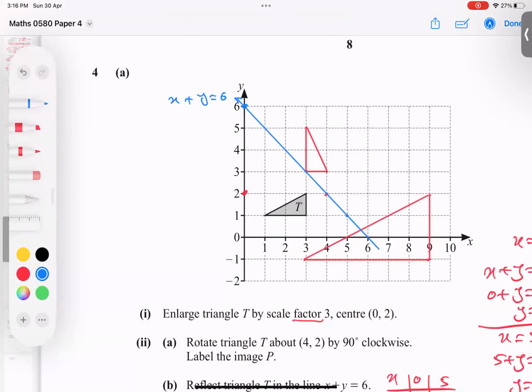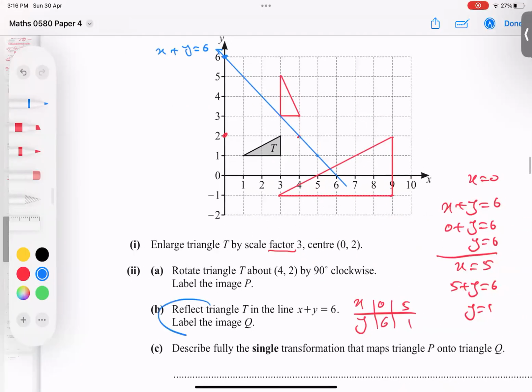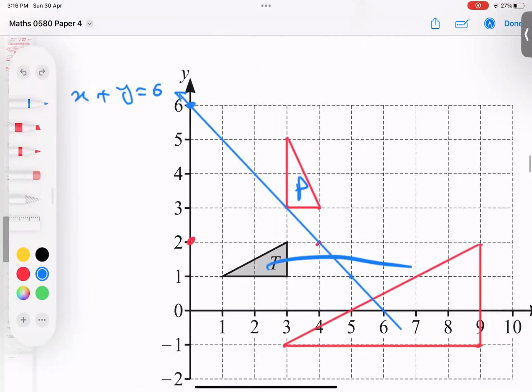Now I'm going to make the reflection and read the statement. He said reflect triangle T in the mirror line and label. So I did not label this rotation first of all. This is called P, he mentioned. And now I'm going to reflect and make it Q. Reflection criteria: some students think reflecting here is wrong, but the reflection is always perpendicular. Make a 90-degree angle with the mirror line.